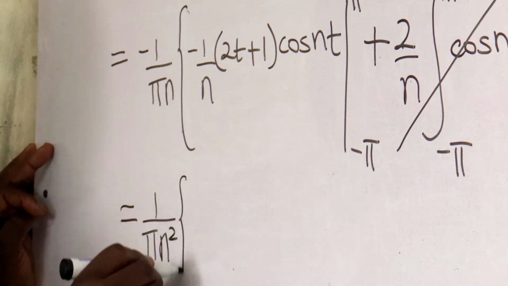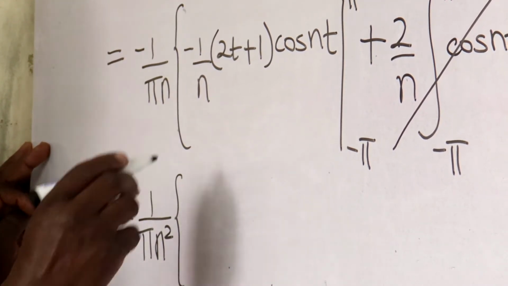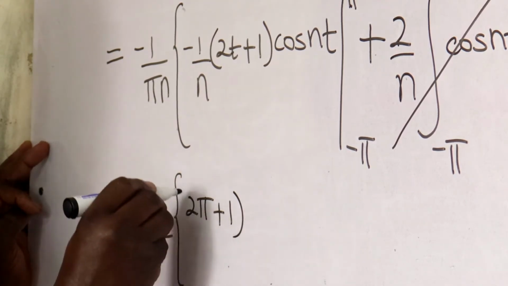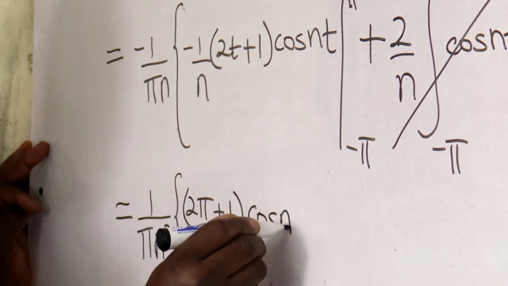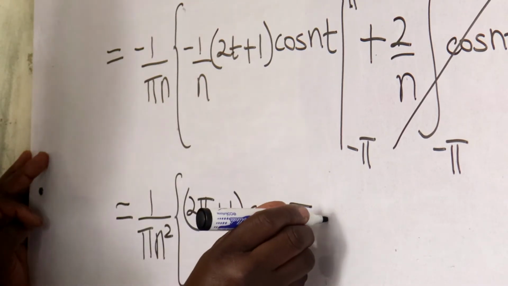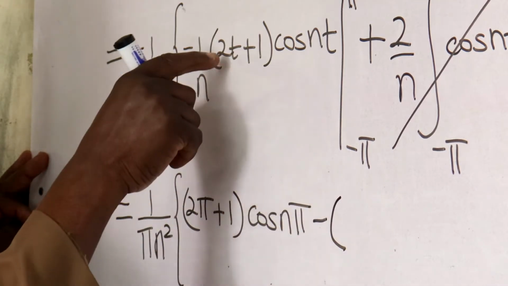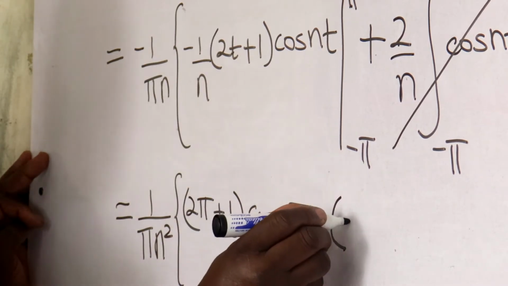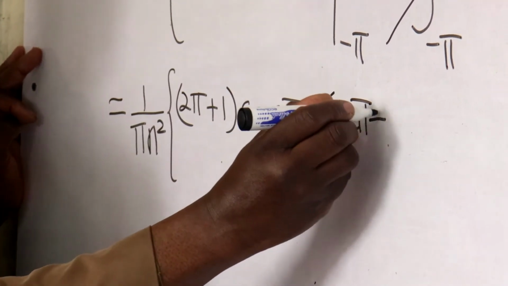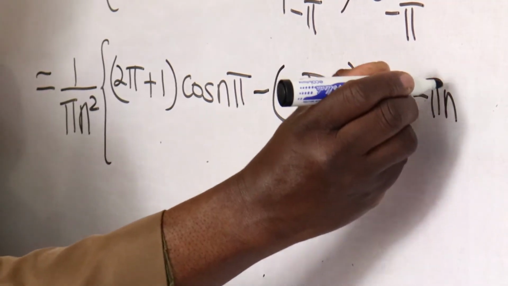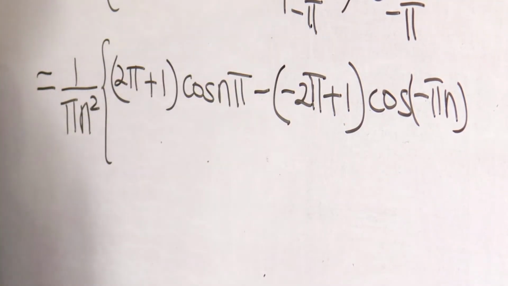And now we start inserting our limits. Our limits now, when t is pi, we'll have a scenario of 2 pi plus 1 multiplying cos n pi. We must have a minus there. And then now we are inserting. Where there is t, we put negative pi. So it will be minus 2 pi plus 1, multiplying cos negative pi n. Where there is t, we insert this. So that is that. And that's all.